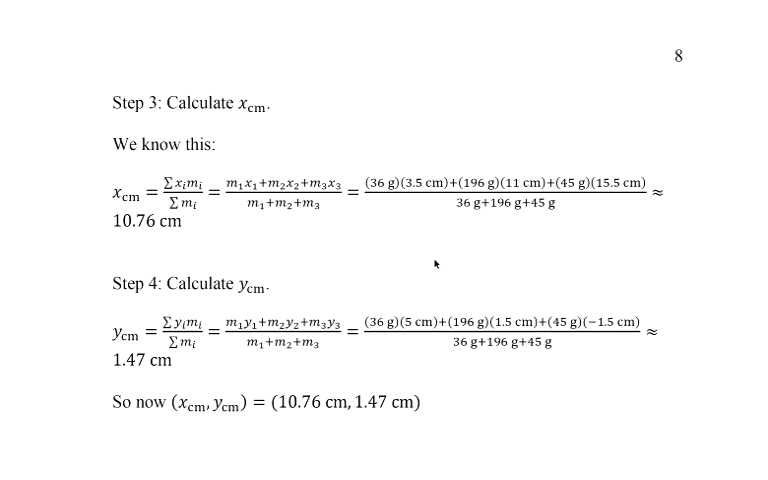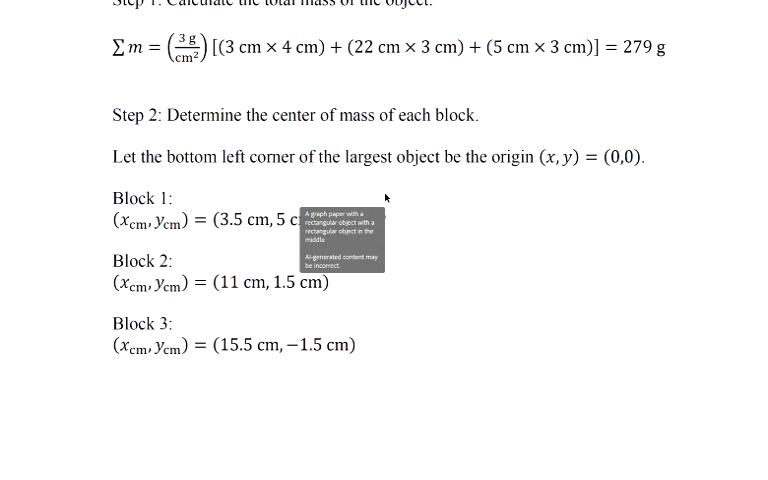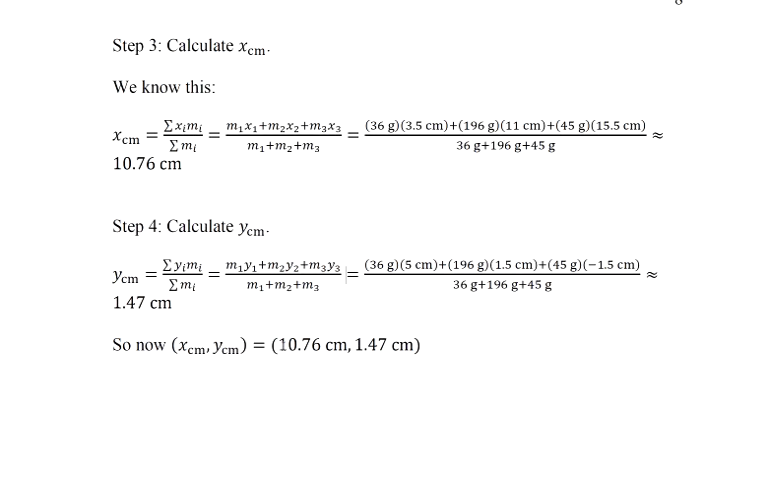And now, step 3, we're going to calculate the center of mass. We know this equation. So we're just going to plug in what we know. So this, we're going to use the x coordinates. And for this equation here, we're going to use the same mass, but we're going to use the y coordinates. So our center of mass is 10.76 comma 1.47. So if I put my finger at 10.76 comma 1.47, I would be able to balance that object.